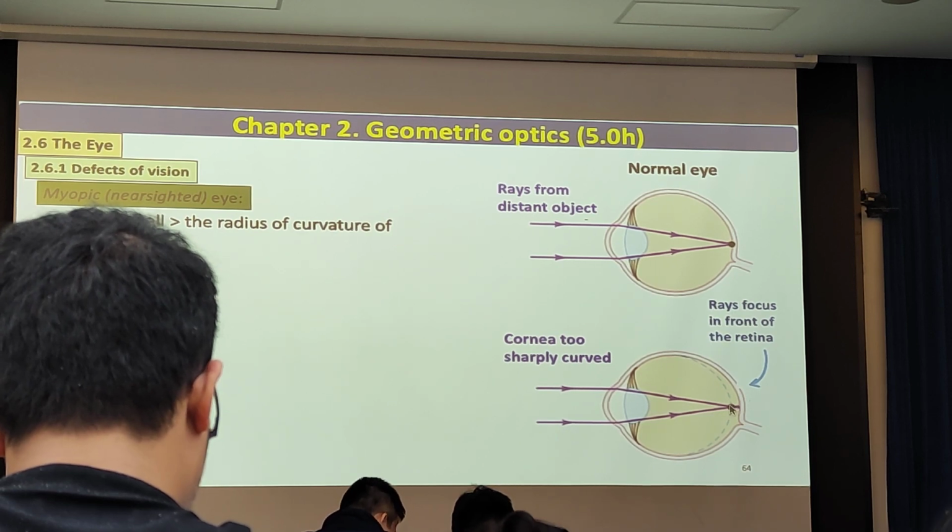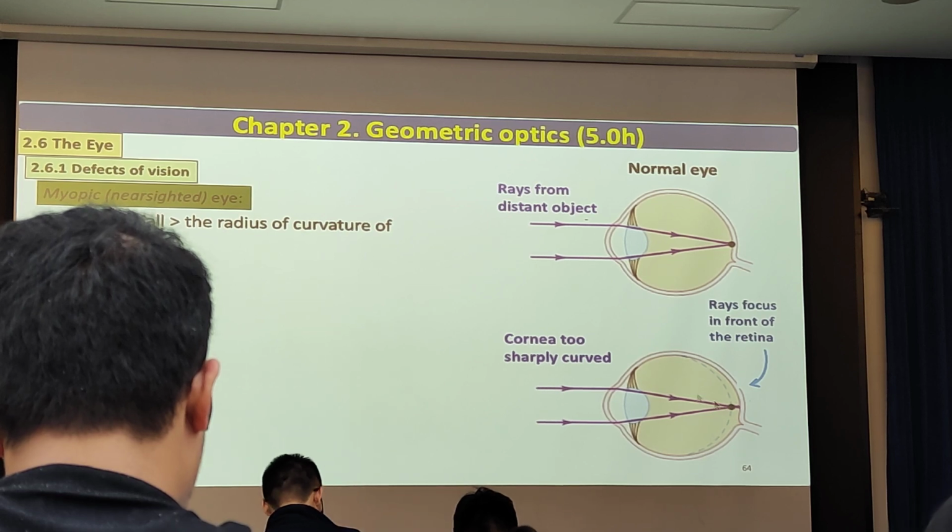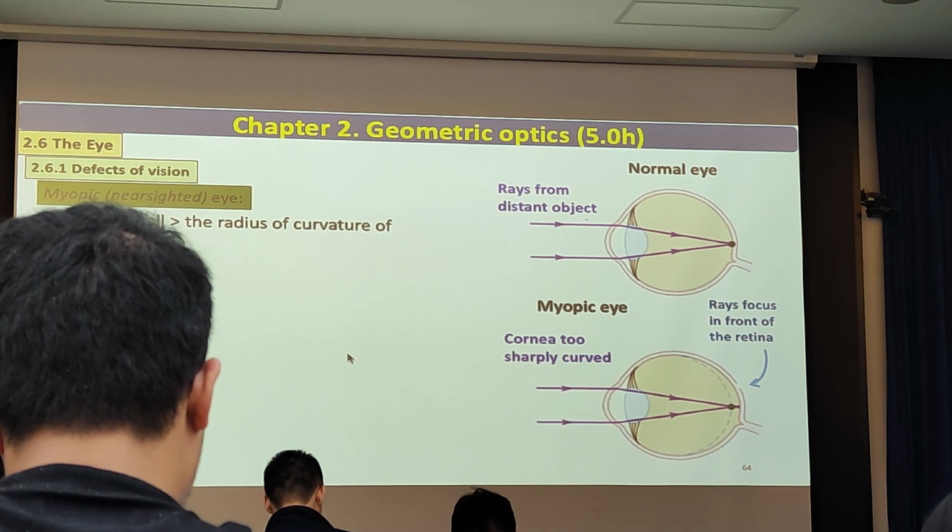So the retina is here, and the image forms here, so you cannot observe that. So it is the so-called myopic eye.